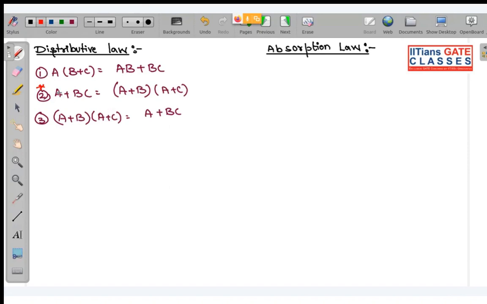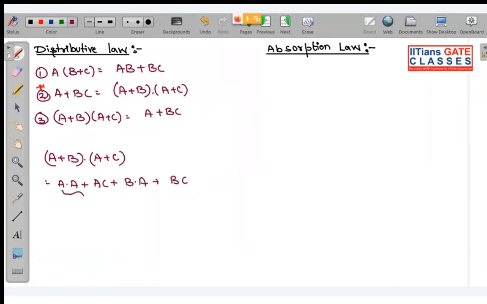Yeah. So you can see this is a very, very important property: A plus BC is equal to (A plus B) and (A plus C). Now you might be thinking how? So let us prove it. (A plus B) into (A plus C). So let us open the bracket. So this will be A dot A plus A dot C plus B dot A plus B dot C.